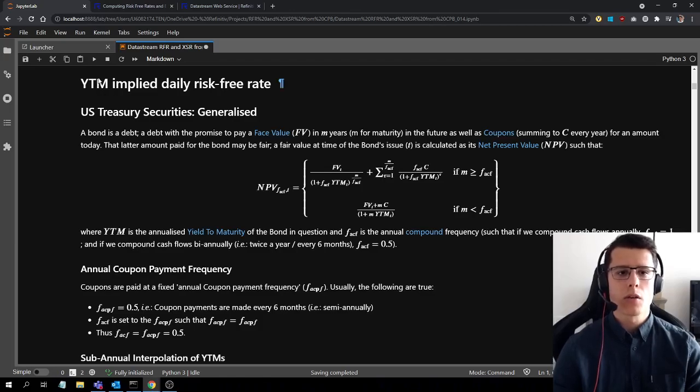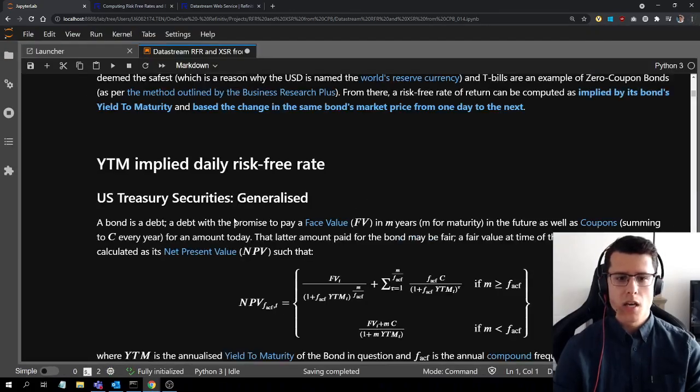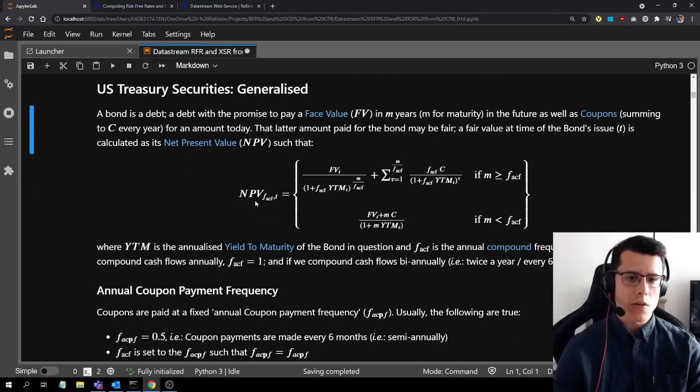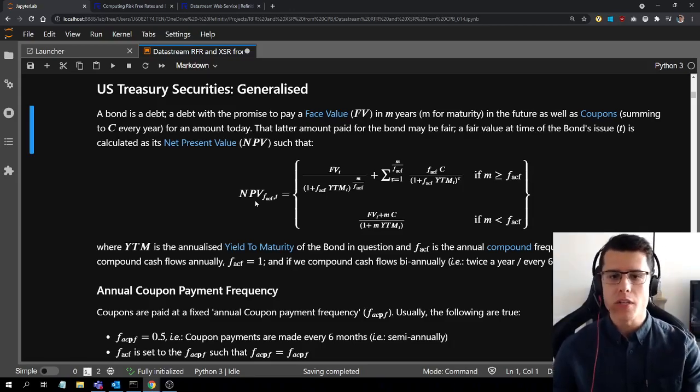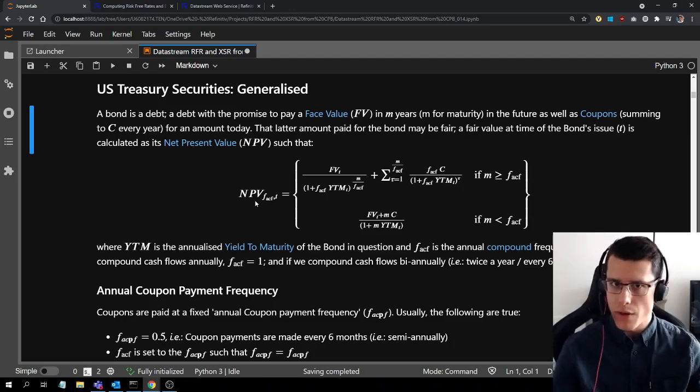We're going to be computing what are called yield to maturities. Yield to maturities are computed as per this equation. Let me know if it's too small, I'm going to zoom in just a bit more for the equation itself. You can see that we have what we call a net present value. So that's the fair value that we normally associate with a bond according to its cash flow. And the cash flow is how much is going to be provided from this debt throughout the years.